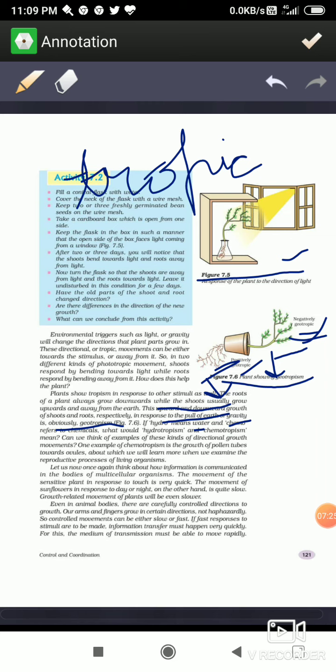Okay? Similarly, hydrotropism, that is the movement of plant due to water. As we all know, water is absorbed through the roots. So the roots, they always move towards the water. So that is hydrotropism. There is one example for hydrotropism, a very common one.